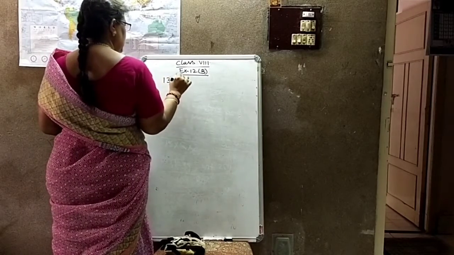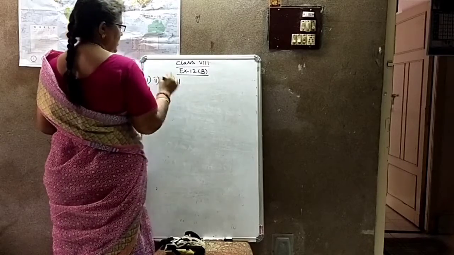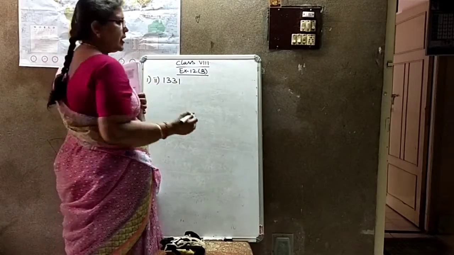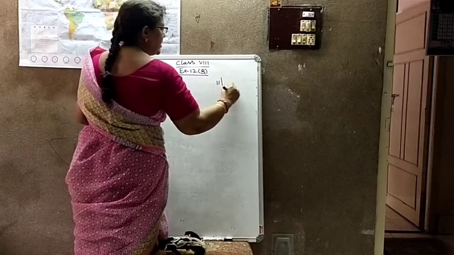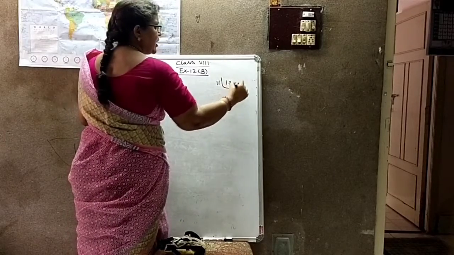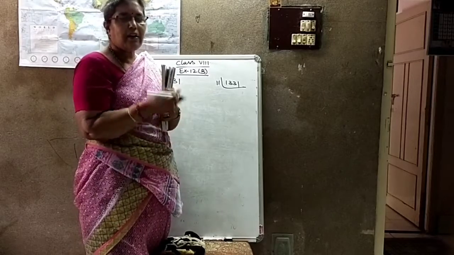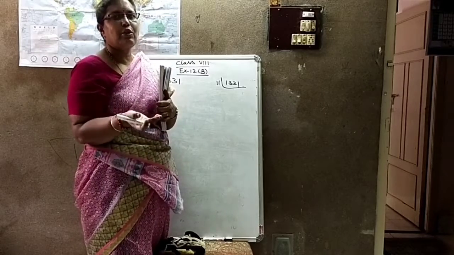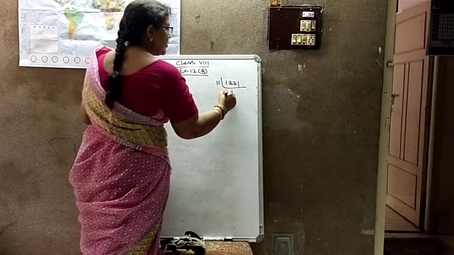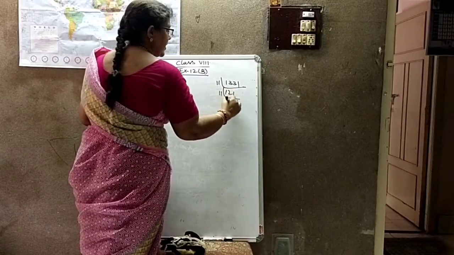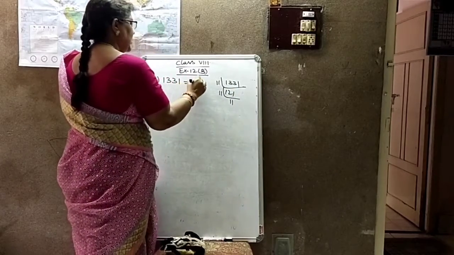1331, it is the second one. This is already given to you, and 1331 has been given many times. By this time you should learn what 1331 is. This is nothing but 11 cube. We are not learning by heart, but since the number came repeatedly, we need to remember that. So 121 times 11 again, so it is equal to 11 cube.